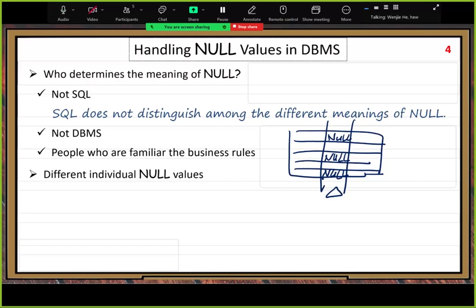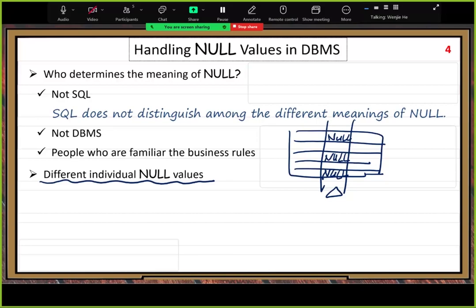But it's possible that when you do comparisons, you compare two null values, right? Is it possible to compare two null values? So here, different individual null values. In SQL, in your DBMS, when you compare two values for the same field and they happen to be both null, what's the right way to determine the comparison result?